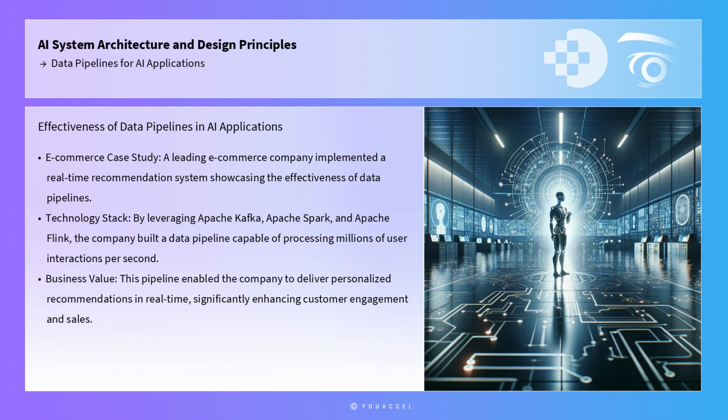To illustrate the effectiveness of data pipelines in AI applications, consider the case study of a leading e-commerce company that implemented a real-time recommendation system. By leveraging Apache Kafka for data ingestion, Apache Spark for data transformation, and Apache Flink for stream processing, the company built a data pipeline capable of processing millions of user interactions per second. This pipeline enabled the company to deliver personalized recommendations to users in real time, significantly enhancing customer engagement and sales. The success of this system underscores the importance of a well-designed data pipeline in driving business value from AI applications.